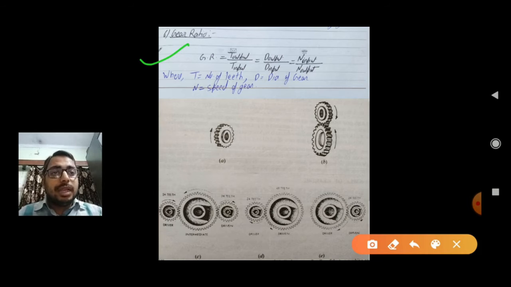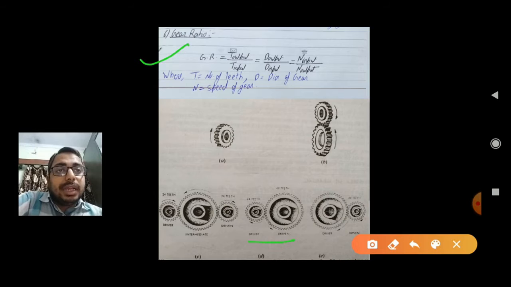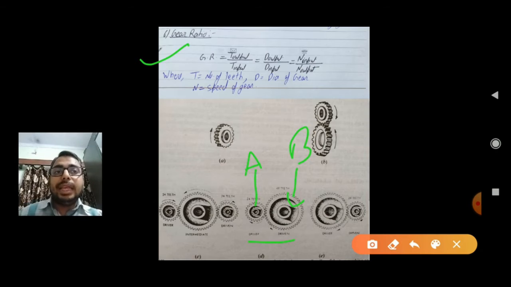Mainly, if we see example D, the driven gear has 48 teeth. The first gear is A and the second gear is B. A is the driver gear which produces power, and B is the driven gear which is rotated due to the influence of gear A.